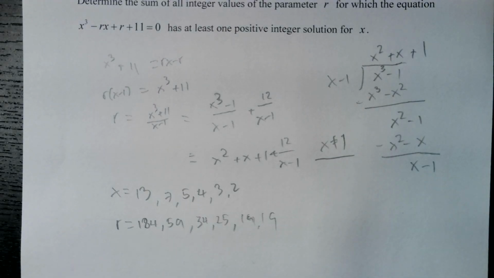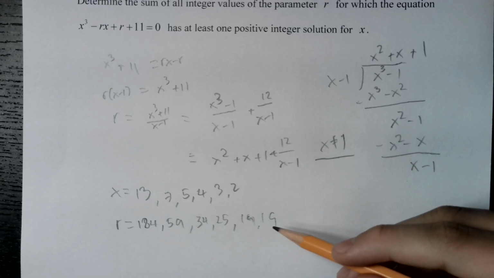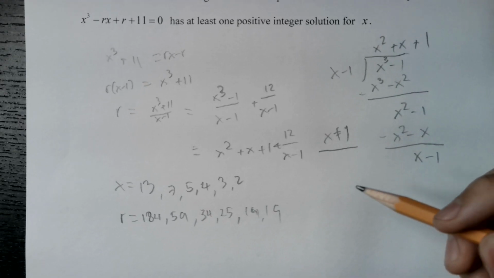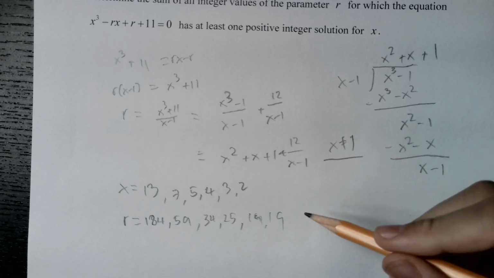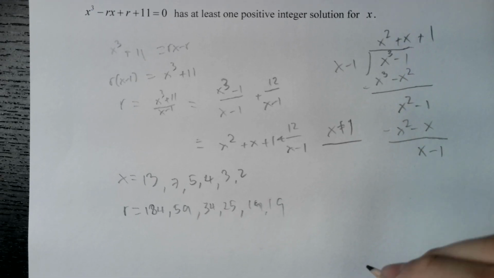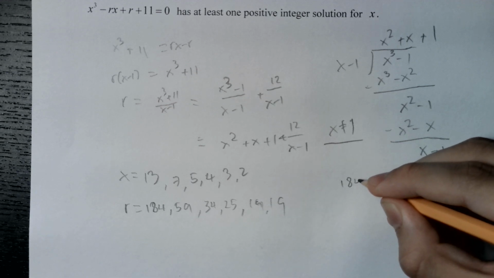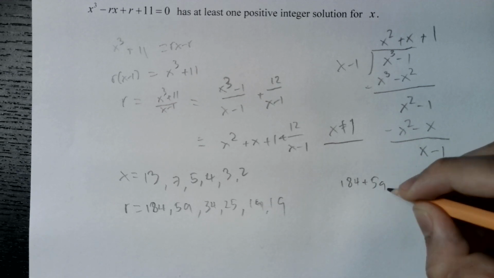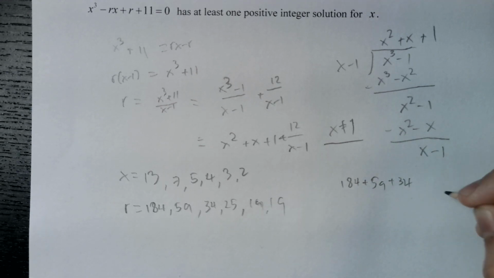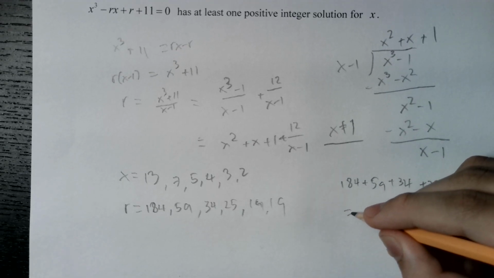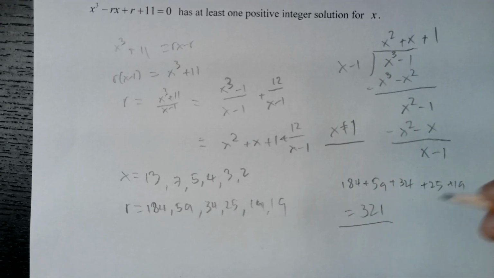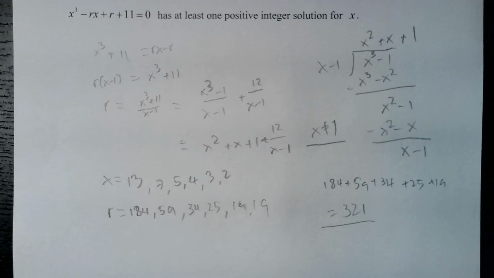Now we need to determine the sum of all integer values of r. We cannot double count 19 here because these two are literally the same, so we add 19 once. The answer to the question is the sum of these values: 184 + 59 + 34 + 25 + 19, which is equal to 321. So the answer to this problem is 321.